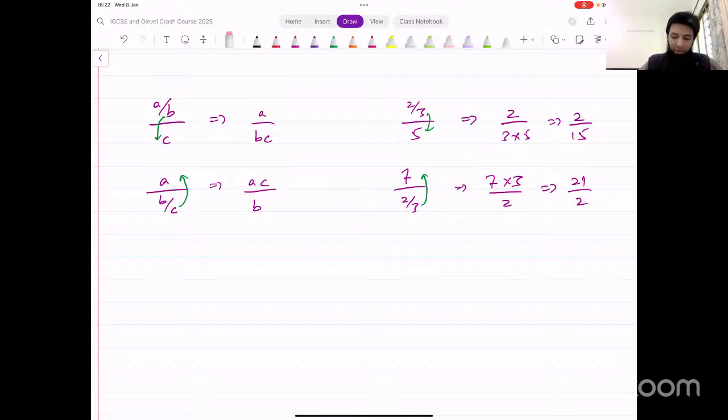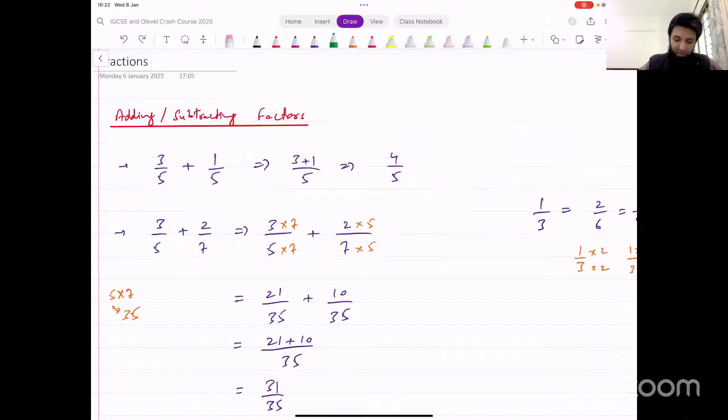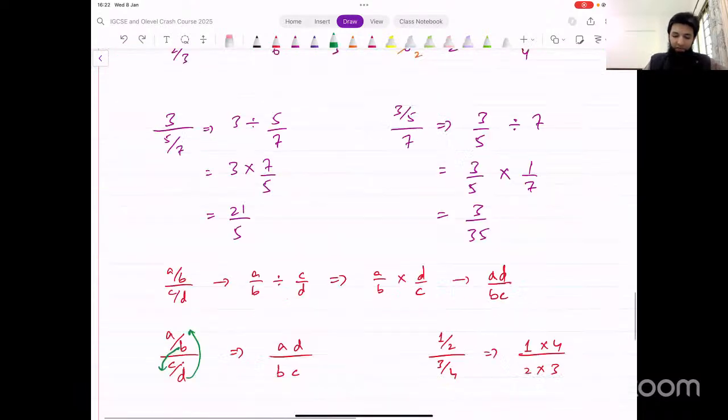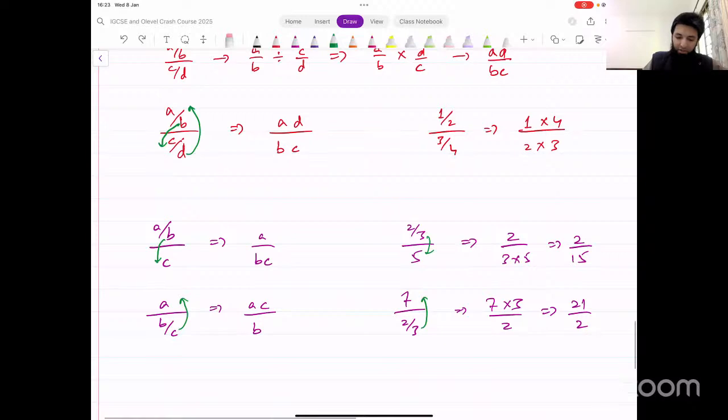Okay, so this b can go down, this c can go up, and in a general fraction like this, b can go down here, and this d can go up here. Okay, so the denominators can go on the other side of the fraction, on the other side of the bigger fraction. Okay, I hope that makes sense. Any quick questions on this?